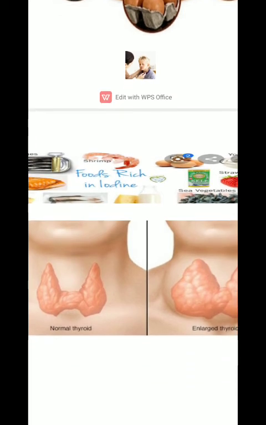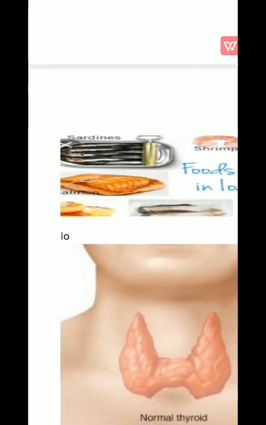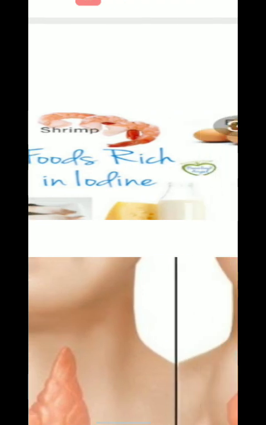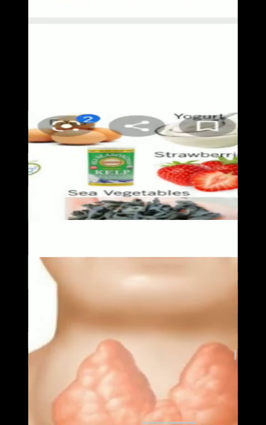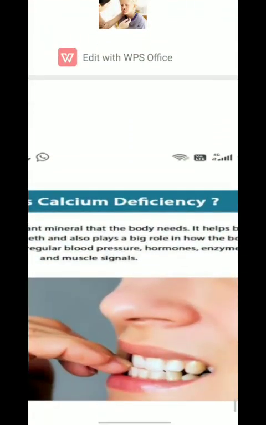Now the food items which are rich in iodine are sardines, salmon, shrimp, yogurt, strawberries, sea vegetables.